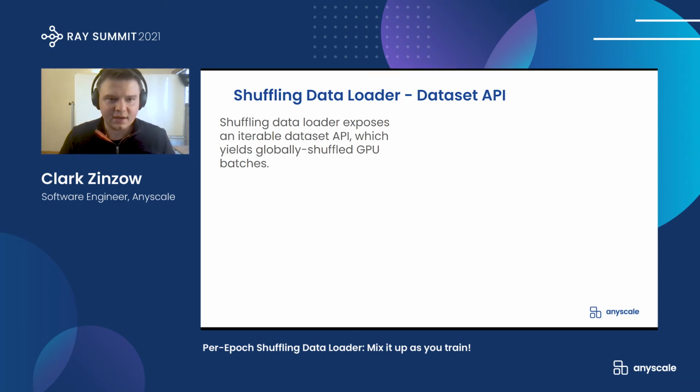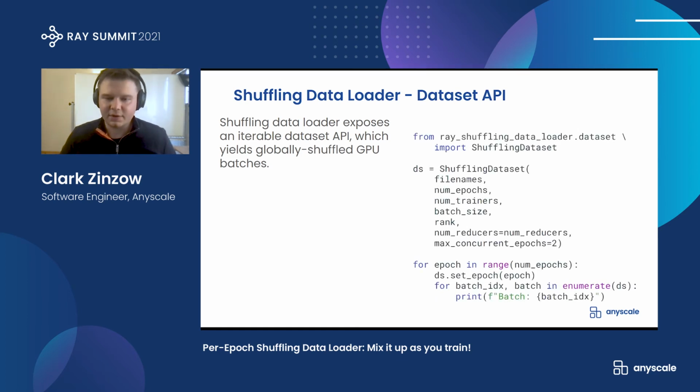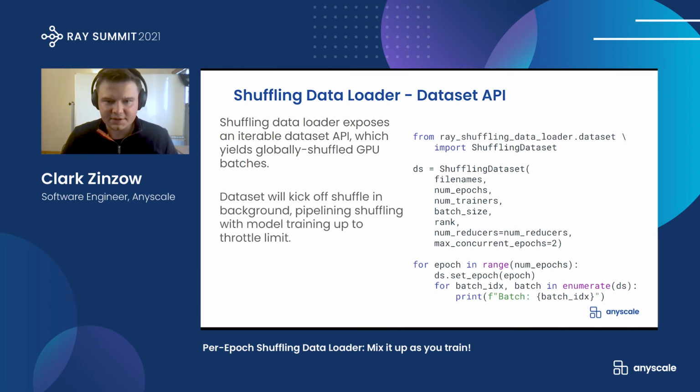That distributed shuffle is hidden underneath a simple iterator API. So here's an example where you configure the shuffling dataset with different parameters, such as file names pointing to the input data, number of epochs and trainers, your GPU batch size, the rank of the current training worker, and then some shuffling-specific tweak parameters that allow you to tweak the shuffling implementation. And then there you see the usage, where you essentially just iterate through the dataset and get back your batches.